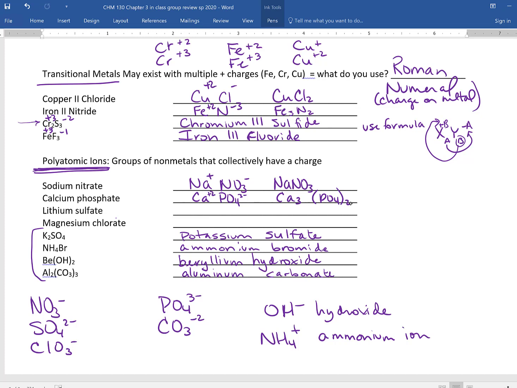So lithium sulfate, lithium is Li, sulfate is SO4 and has a -2 or 2-. Lithium's charge is +1. So then just swap them. How many lithiums do you have? So it would be Li2, and how many sulfates? Just 1. So you don't have to use parentheses. If there's only one of them, you can just list it. So Li2SO4.